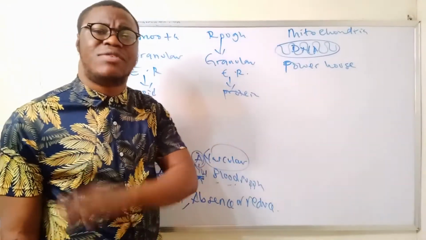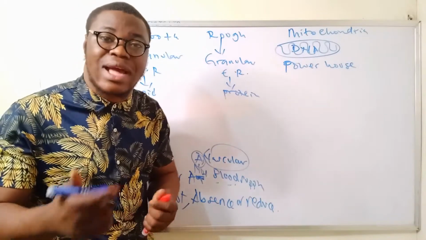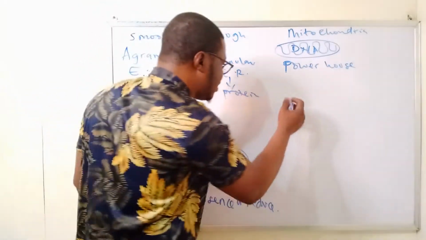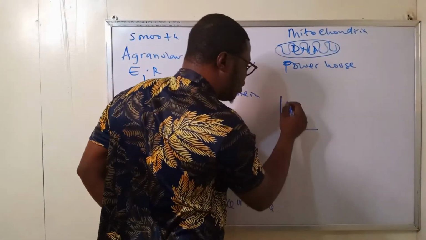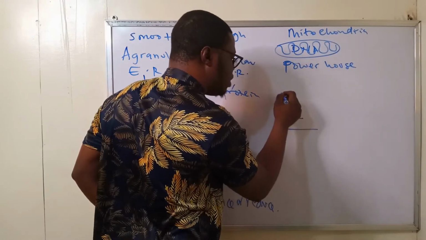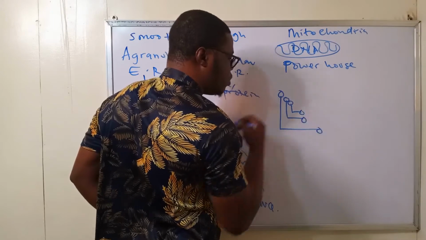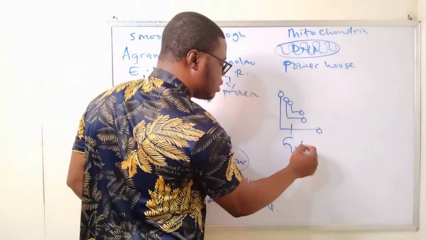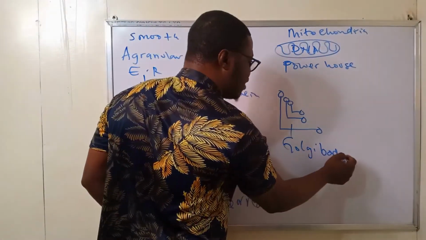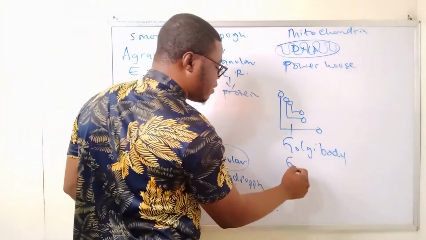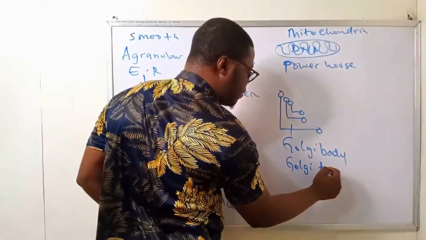Apart from that, we have other organelles as well, such as the Golgi body. So the Golgi body, they look like this. You can use your L to draw your Golgi body. L. And then add vesicle on top and below. Vesicles on top and below. So we call them the Golgi what? The Golgi body. Another name for them is Golgi apparatus.